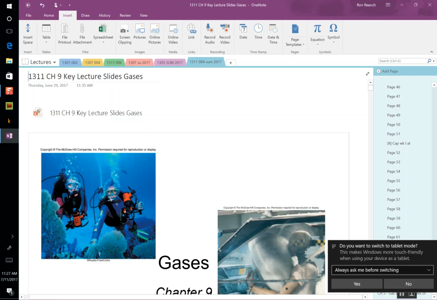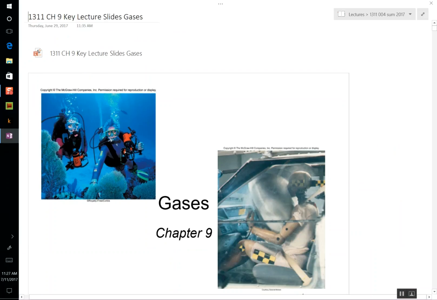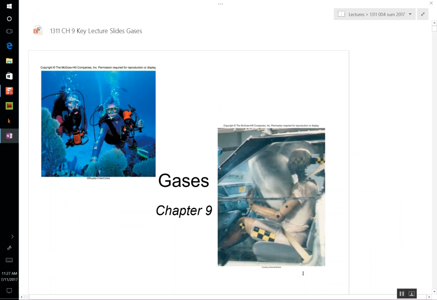Okay, yes, I do have a new pen, and we will just hope that it works well. I don't have a backup battery. I didn't think to get more batteries. I don't think I have a backup battery.